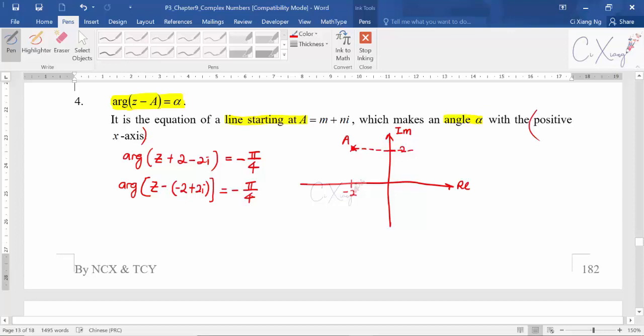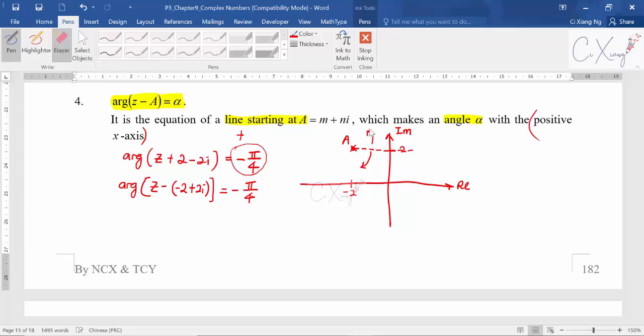Once you plot the point and sketch the horizontal line, you look at the angle. A negative angle means that you measure it from this line in the clockwise direction. If it is positive, then you measure it in the anti-clockwise direction. For our case here, it will be in the clockwise direction, so from this line you measure 45 degrees. Pi over 4 is 45 degrees, so your graph will look somewhere like this.